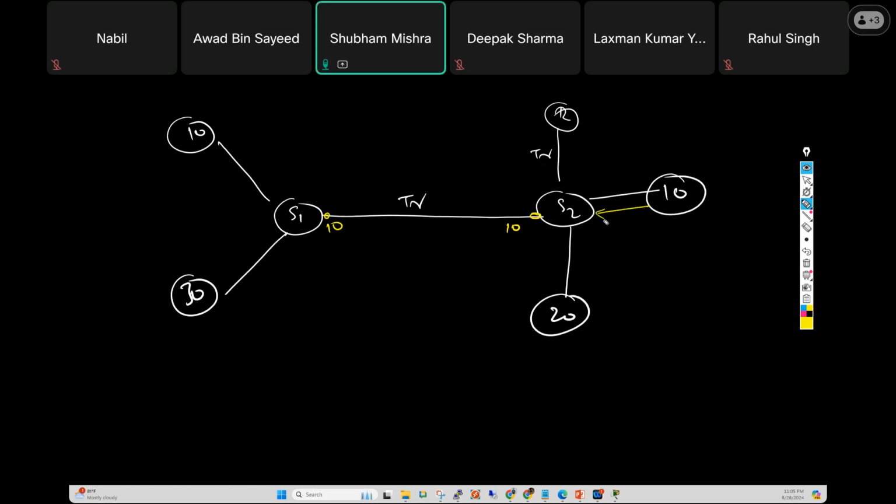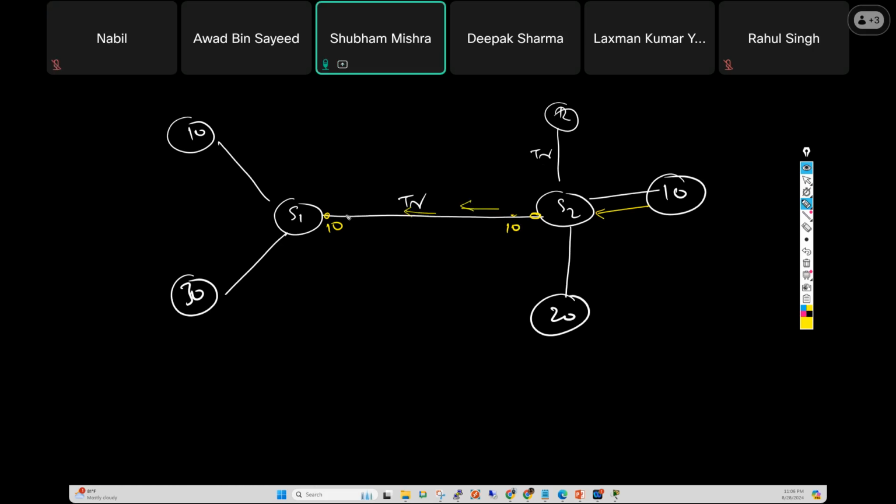Now, Nabil, tell me what will happen, how switch number 2 will handle this traffic. The switch number 2 will forward the frame without tagging. Without tagging. Through which interface? The exit interface. Yes, right. So this switch forwards this packet towards here.